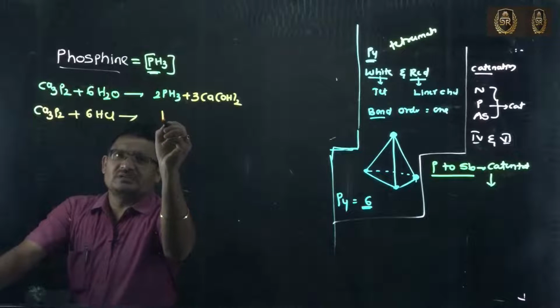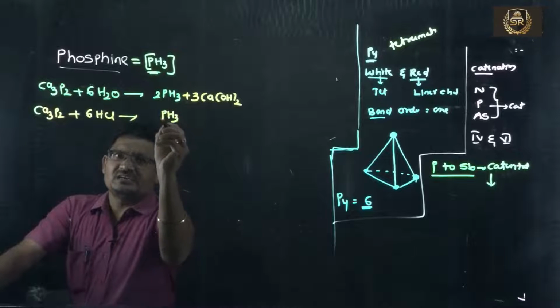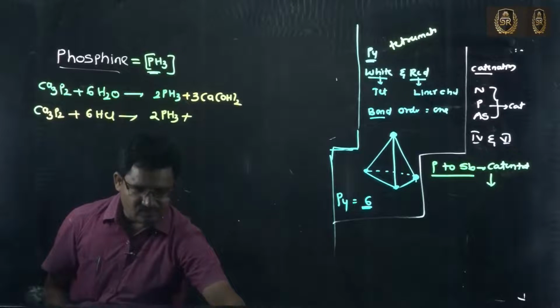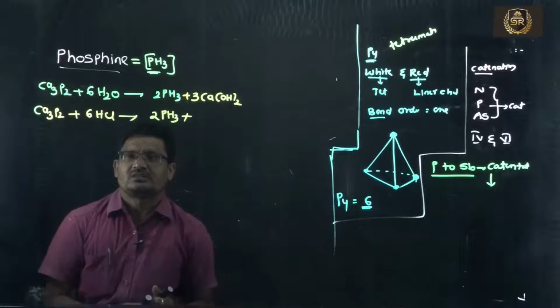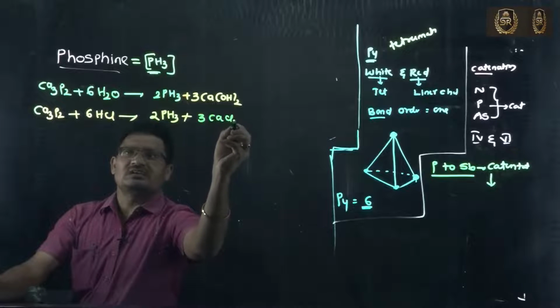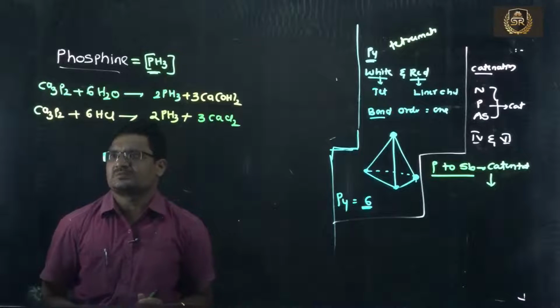At the same time, Ca3P2 reacts with 6 moles of HCl to get phosphine. What is the formula of phosphine? PH3. Here take 2 moles. But calcium is there, so what happened? 3 moles of CaCl2 is formed. This is phosphine.